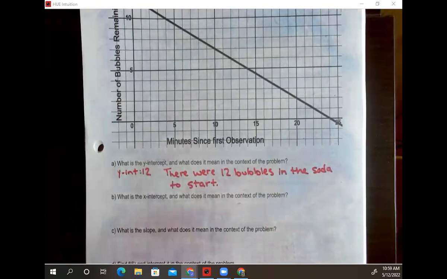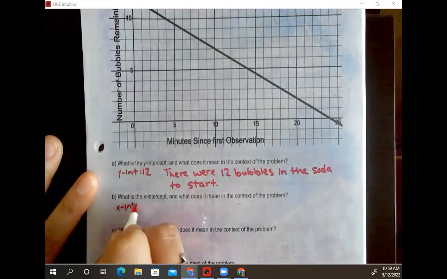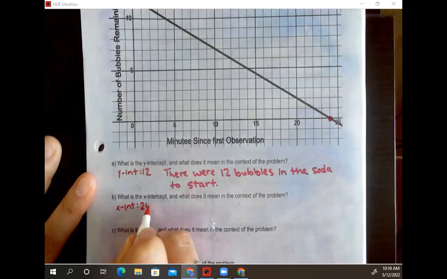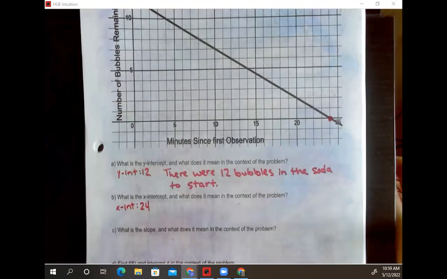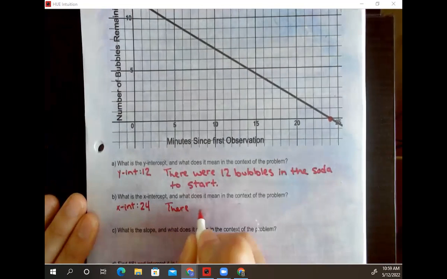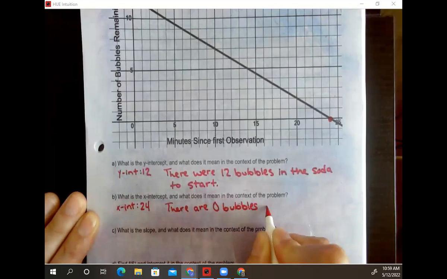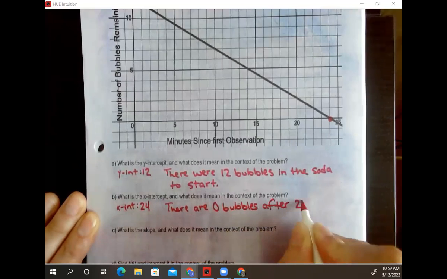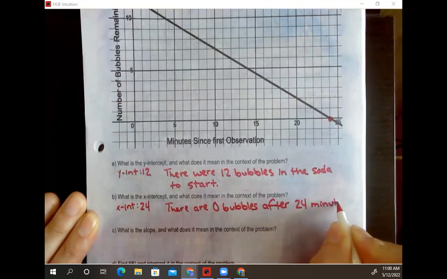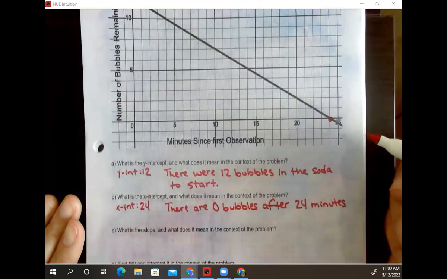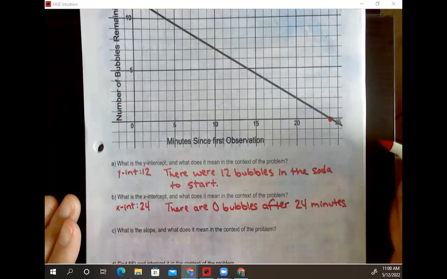B says, what's the x-intercept? So what's our x-intercept? That's over here where I cross the x-axis at 24. And what is 24? What does that mean? There are no more bubbles after 24 minutes. There are 0 bubbles or no more bubbles after 24 minutes. "24 minutes" is not enough. Okay, you have to tell me why is 24 minutes important? What is happening then?